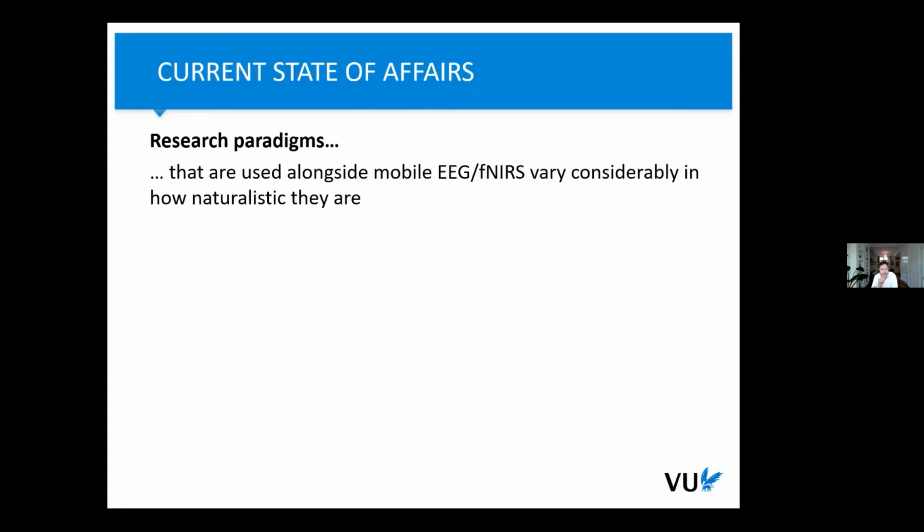So the current state of affairs. We have these nice technological developments, and I think you will see many developments in the near future improving the technology. But I think the real challenge for the researchers is to come up with smart research paradigms that are used alongside mobile EEG and fNIRS. And at this point in time, they vary considerably in how naturalistic these research paradigms are.